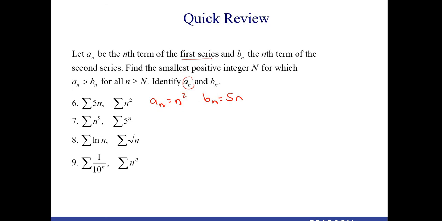In this case, when n is 1, a sub 1 is still smaller. 2 squared is still smaller than 10. 3 squared is still smaller than 15. At 4, this would be 16, this would be 20. And at 5, they would be equal. So if n is greater than 5, or in other words, when n equals 6, since it has to be an integer, a sub n will always be larger than b sub n.